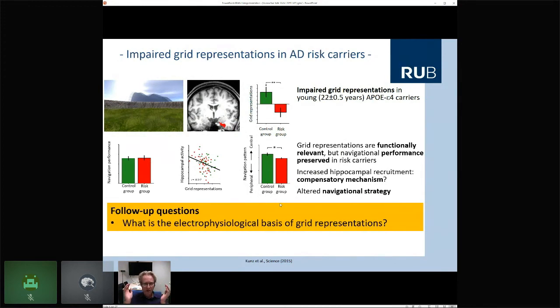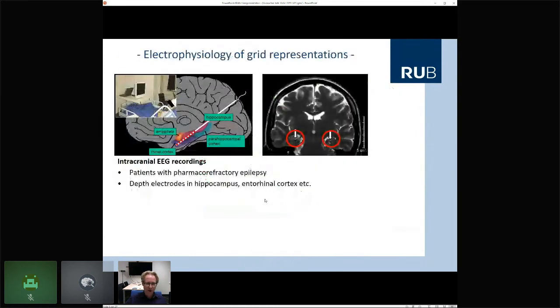This question is not so simple to address because obviously we would want to measure electrophysiological activity in humans in the entorhinal cortex, which is difficult or even impossible to selectively assess via non-invasive measures. So we conducted a task in epilepsy patients with intracranial EEG recordings. So these are patients who have a pharmacorefractory epilepsy and for the planning of the operation have electrodes implanted in various areas of the brain, including hippocampus and entorhinal cortex.